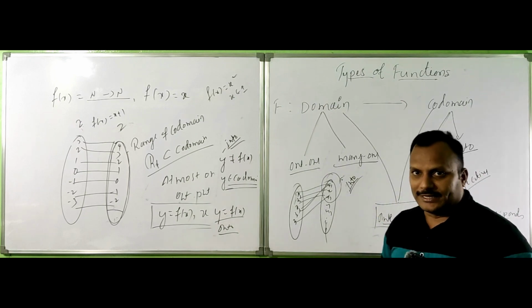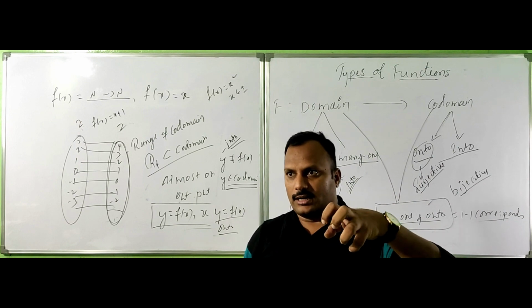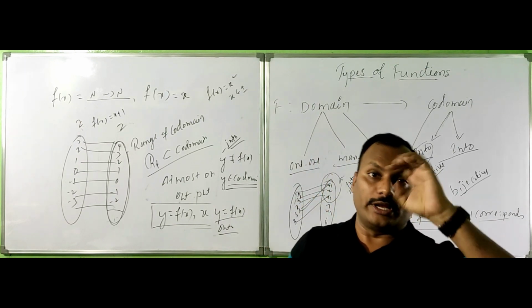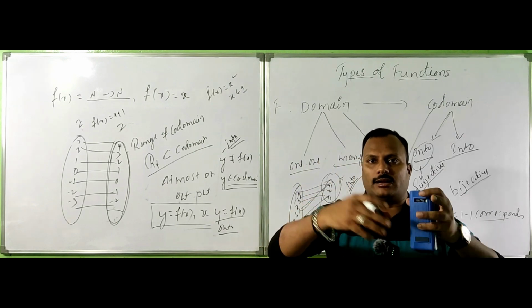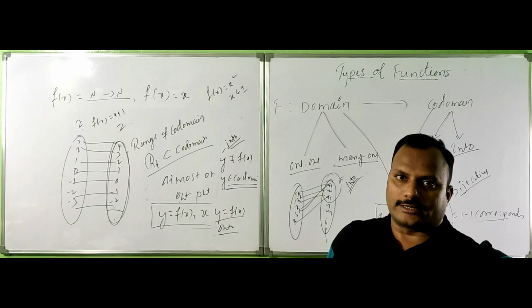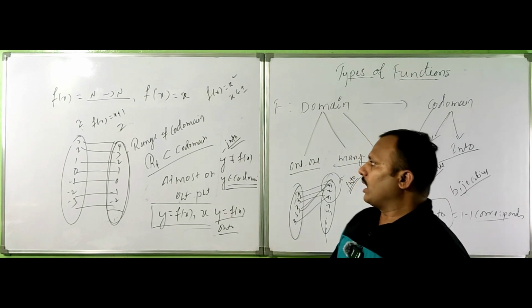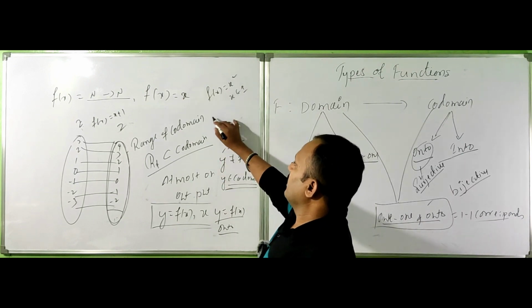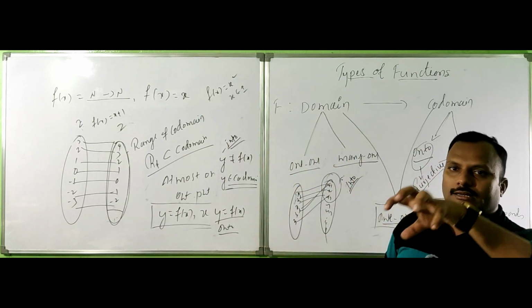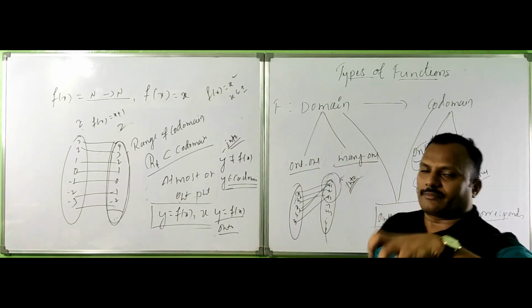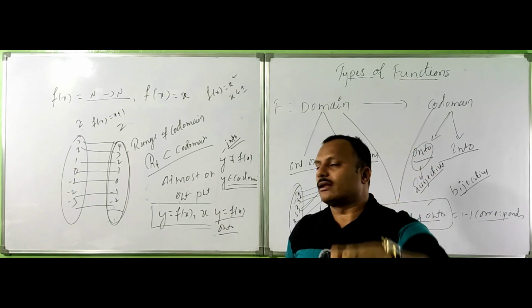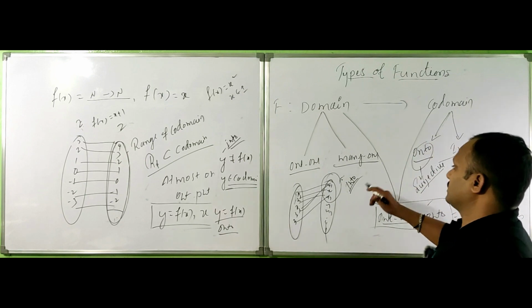Into means the domain is mapping into the codomain, with many elements left over. It is mapping inside the codomain. Onto means exactly on the codomain. Into means there are some other elements; it is not mapping to all elements, only to some, in the elements. Into means in the elements. That's called into.